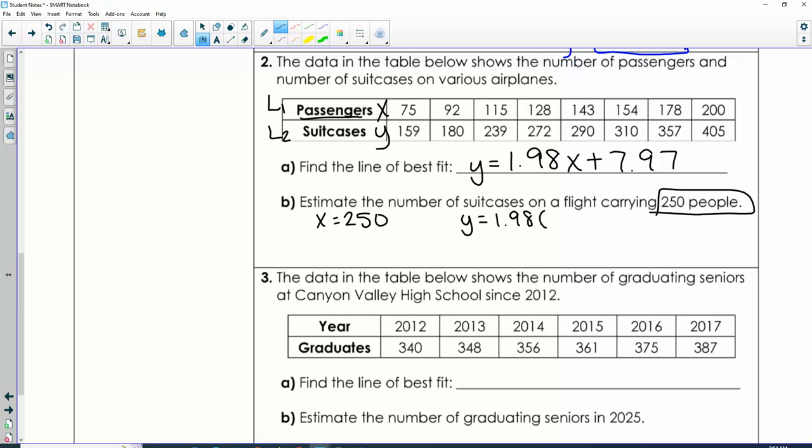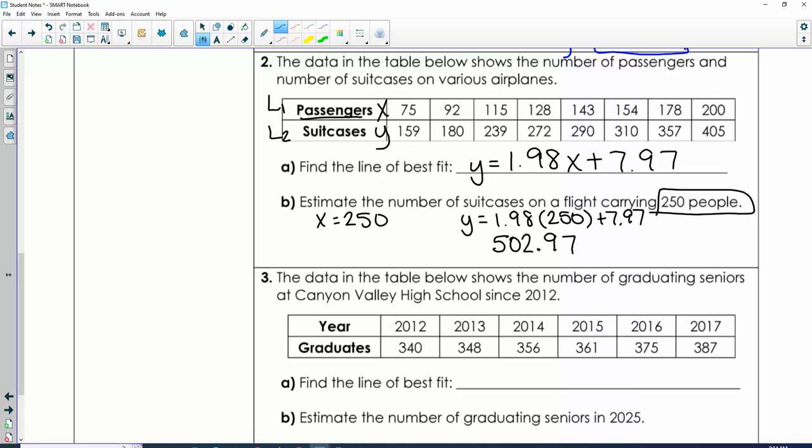1.98 times 250 plus 7.97. You guys are free to plug that entire thing in the calculator at once. There's nothing that says you can't. You can type in 1.98 times 250 plus 7.97 and do it in one step. And my calculator tells me 502.97. Did everybody get that?